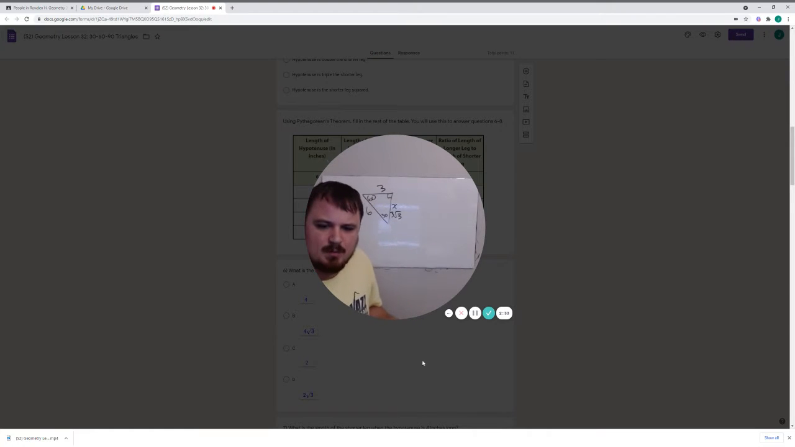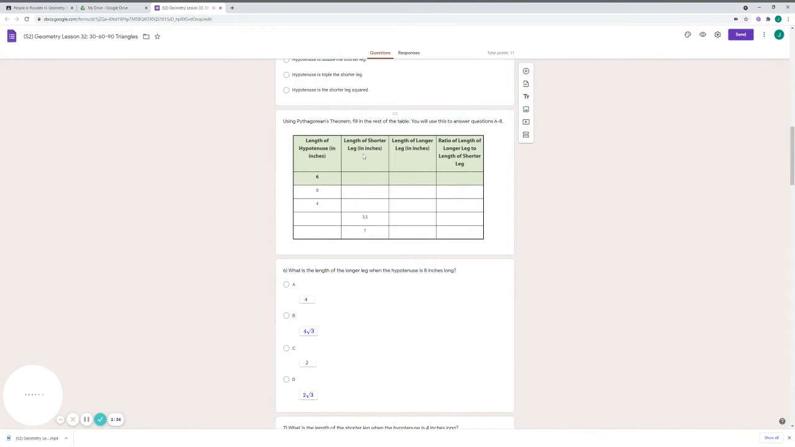So if we look at what the table wants me to do, it wants me to say if the hypotenuse is 6, so I'll label that done. If the hypotenuse is 6, what's the shorter leg? What's the long leg? And then what's the ratio of long leg to short leg?